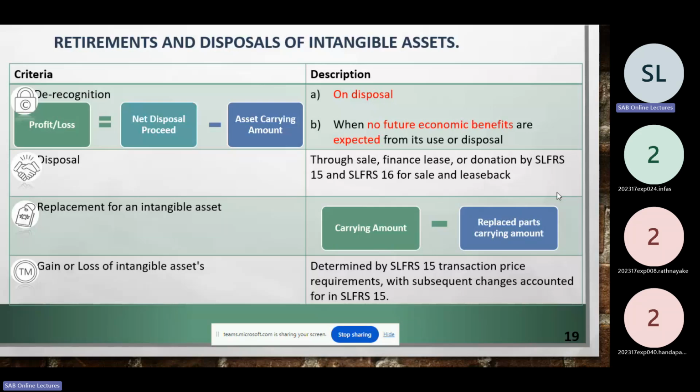The other one is special cases, such as disposal through the portion of a finance lease, sale or donation, according to the documents, as in SLFRS 15 and 16, to sell and recognize as per the standard. The other one is replacement of retirement losses. For an impaired asset, the replacement is recognized at the carrying amount. The replacement can be allocated at the original cost. And also my part is over.